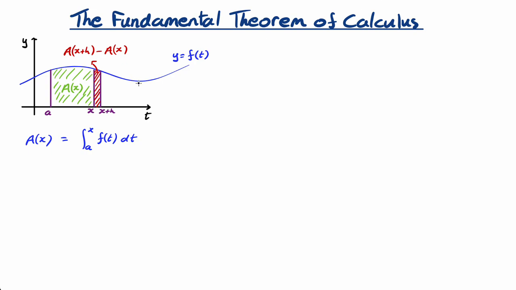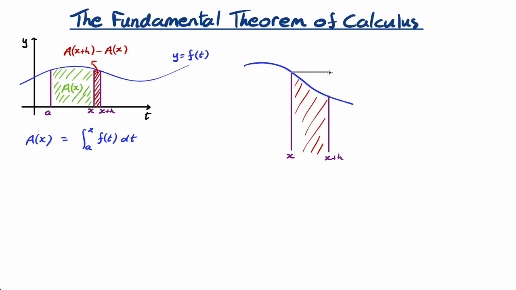Okay, now I'm going to zoom in on this a little bit. Imagine I'm zooming in there, and here is my x, and here is my x plus h. So imagine we've just zoomed in there. This red area is my A of x plus h minus A of x. This area is actually somewhere between the area of this rectangle here and this rectangle here. So that means that A of x plus h minus A of x, that's our red area, has to be less than or equal to.